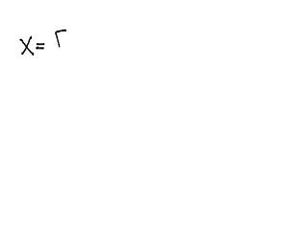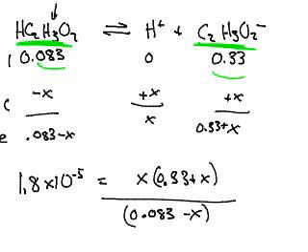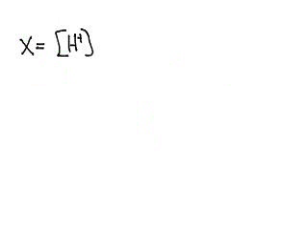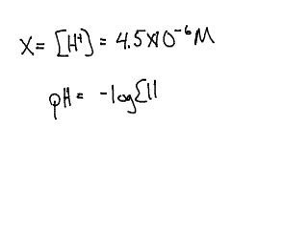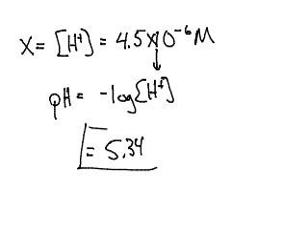So X is the concentration of the hydrogen. If you look at the equation, X right here, I want to change that to pink. X is the hydrogen. And so X, when you do the solver thing, is equal to 4.5 times 10 to the negative 6. So to find the pH, which the question asks for, the pH is the negative log of the hydrogen concentration, or this number right here, 4.5, and that comes out to 5.34. So the answer is 5.34.